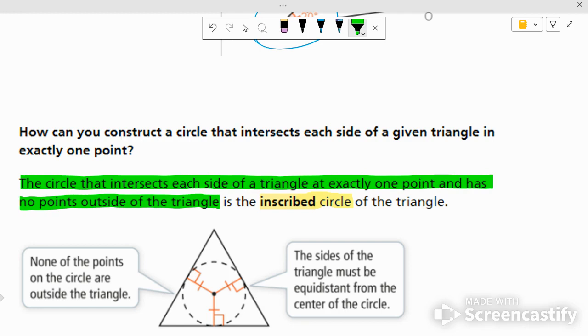So that one's a little bit longer of a definition. The circle that intersects the side of each triangle at exactly one point and has no points outside the triangle.